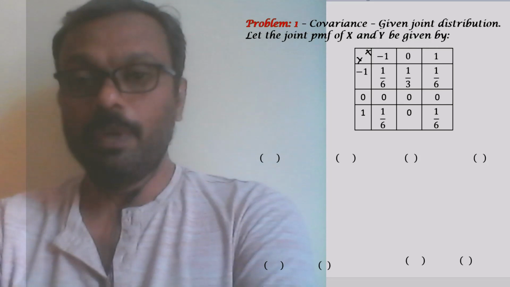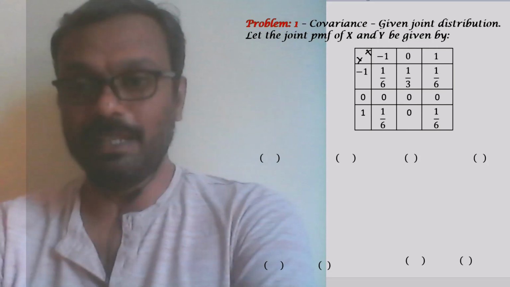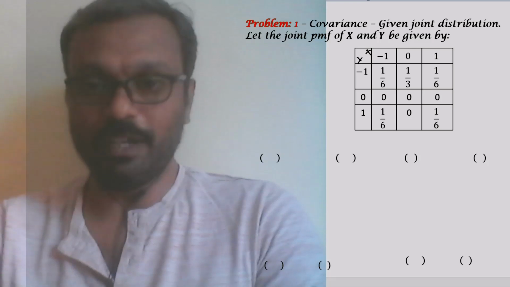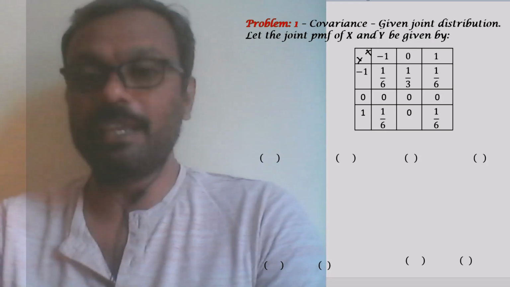We are given the mass function of the random variables x and y, that is the joint probability distribution of x and y. Here x takes the values minus 1, 0, 1, y takes the values minus 1, 0, 1, and we know the tabular form of the joint distribution. That is, when x is equal to 1 and y equal to 1, the probability is 1 by 6.